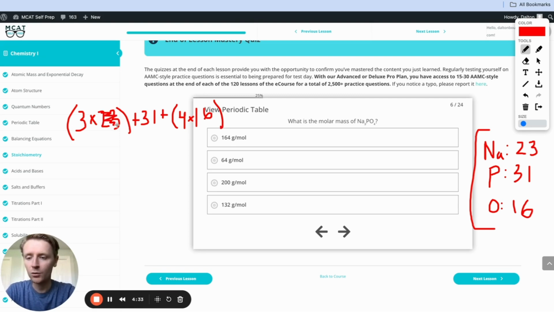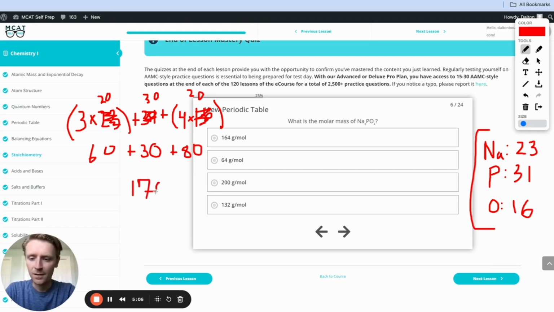Let's change this 23 to a 20. That'll be easier to work with. Let's change this 31 to a 30. And let's change this 16 to a 20 as well. So 3 times 20, that's a lot easier to handle. 3 times 20 is going to be 60, plus this 30, plus 4 times 20, which is going to be 80. If I add those up, 60 plus 30 is 90, and 90 plus 80 is 170. Now I can see right here that the closest answer is very clearly going to be this first one. And so I can assume that's going to be my correct answer.